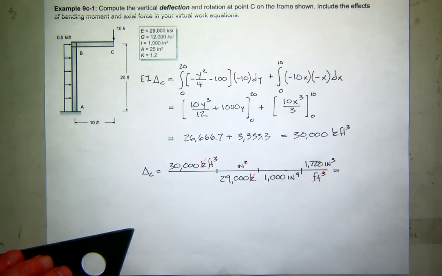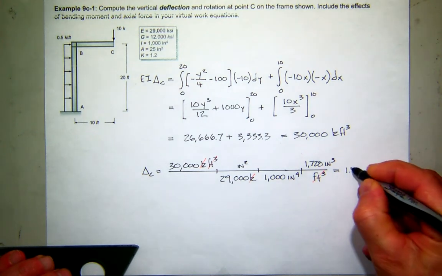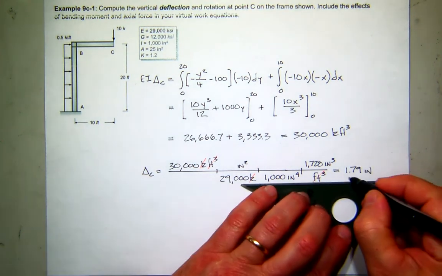And what do we get? 1.7, I'm guessing. 1.8, I'm revising my guess. 1.787. Oh, pretty close. 1.787, which would be 1.79. That's pretty good.